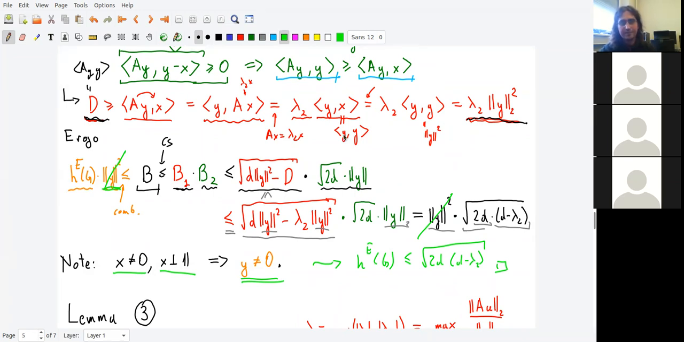Do we allow loop edges in this proof? Sorry? Do we allow loop edges in this proof? Yes. We allow loop edges in this proof, and nothing goes wrong as far as I remember.